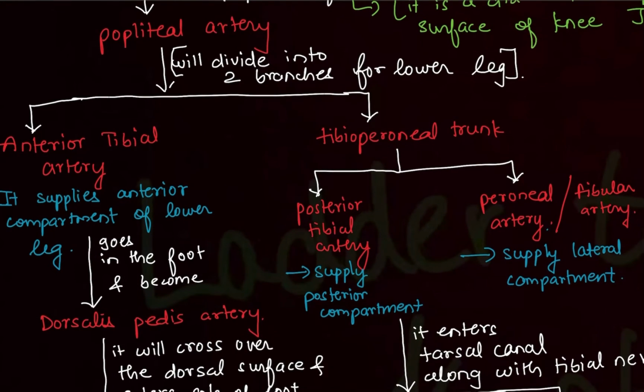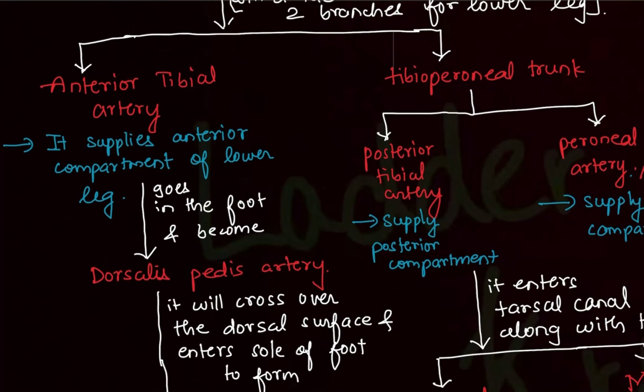Peroneal artery can also be called tubular artery. The peroneal artery will supply the lateral compartment. The posterior tibial artery will supply the posterior compartment. The anterior tibial artery will supply the anterior compartment of the lower leg.